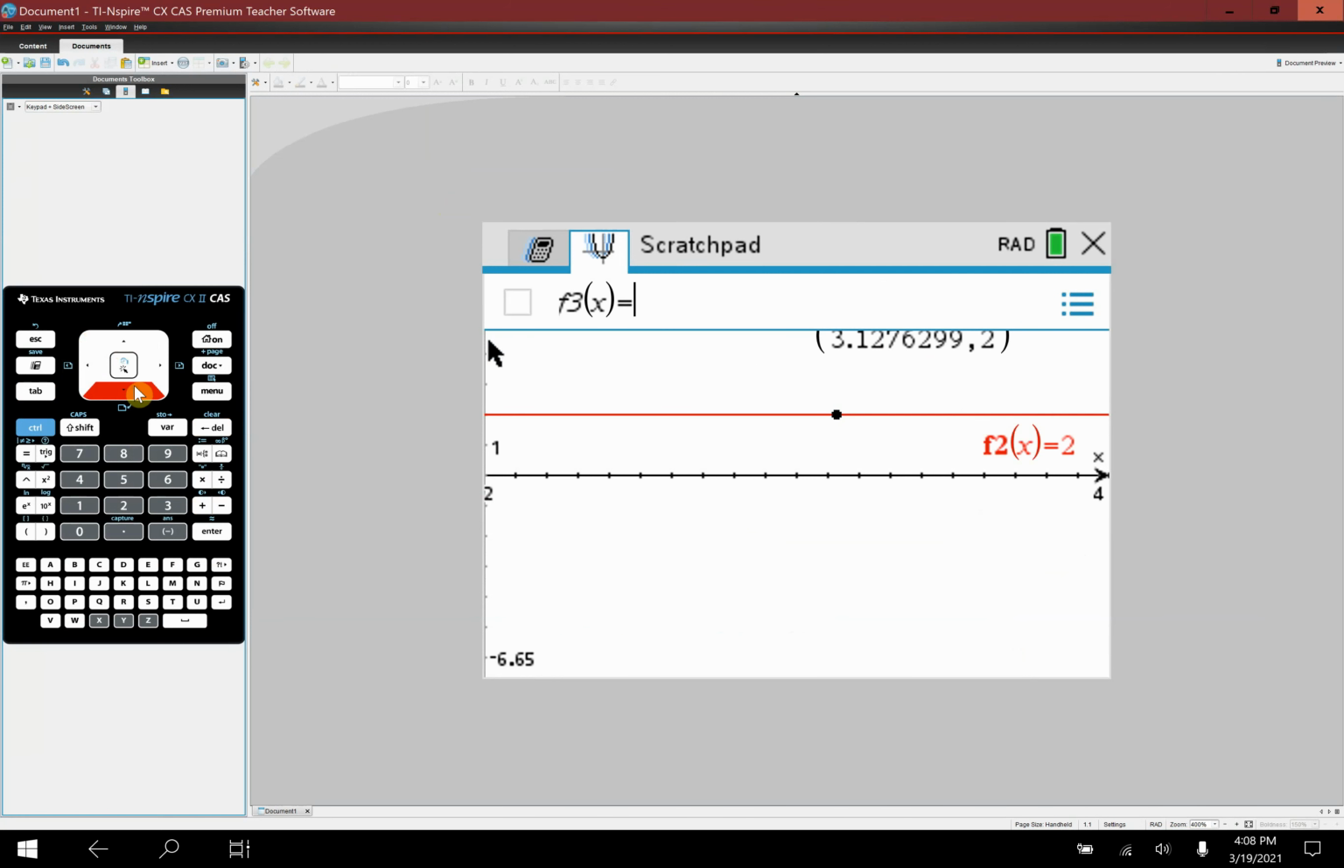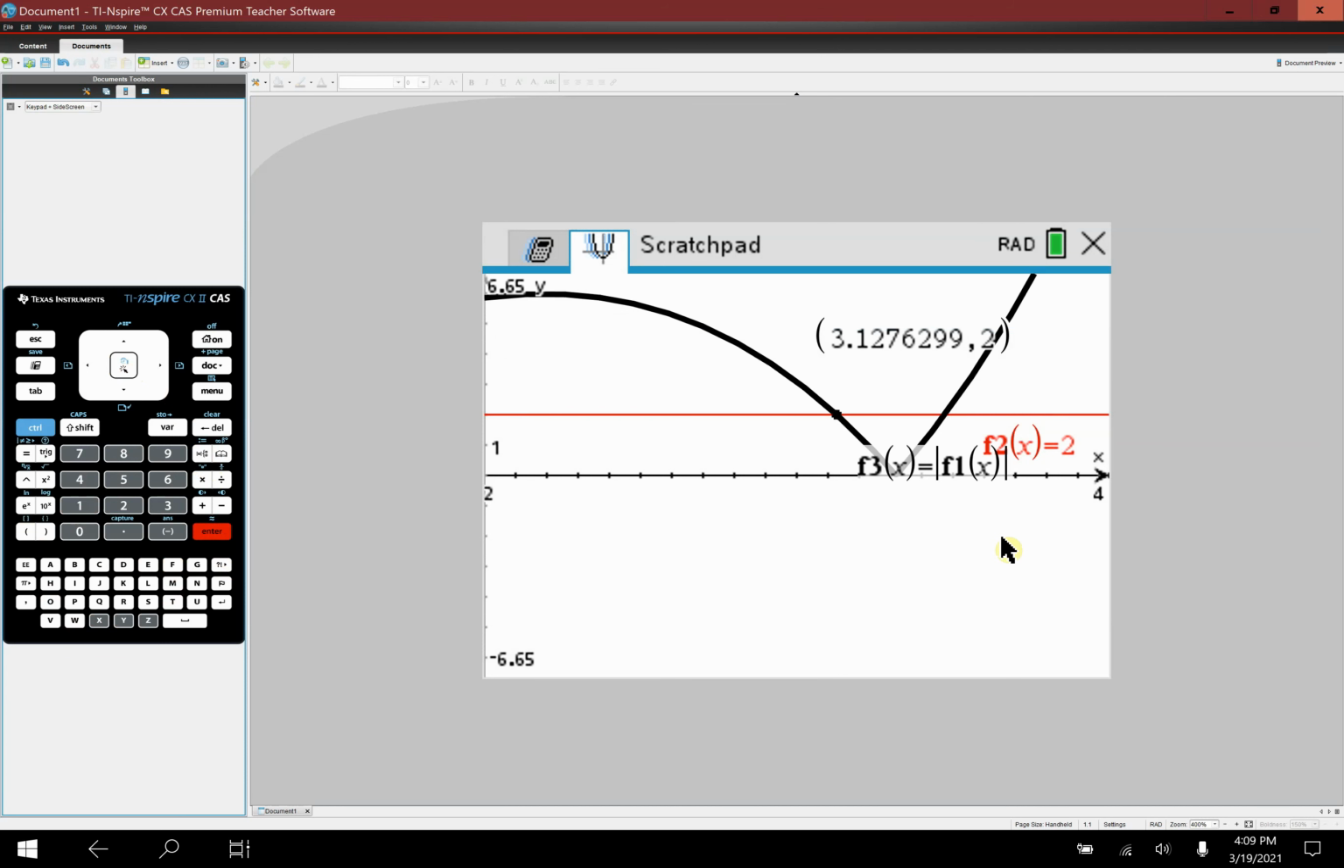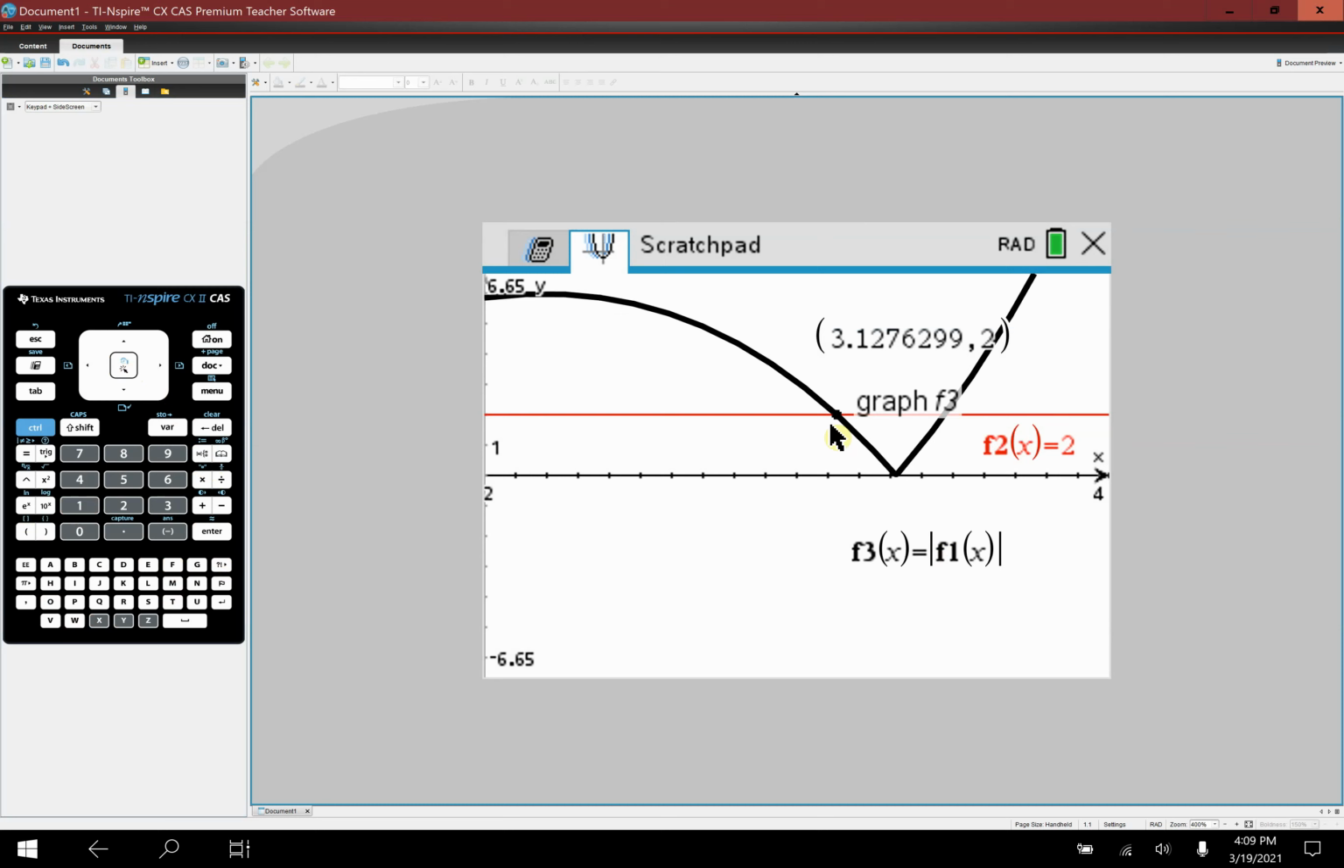And then I want to graph the absolute value of my velocity equation. To do that, notice the absolute value button is actually hiding next to the 9 down here. I call it the quick key. We have this guy right here, absolute value. We want the absolute value of f1 of x. Hit enter. Now we have the absolute value, and do you see both of the intersection points here?